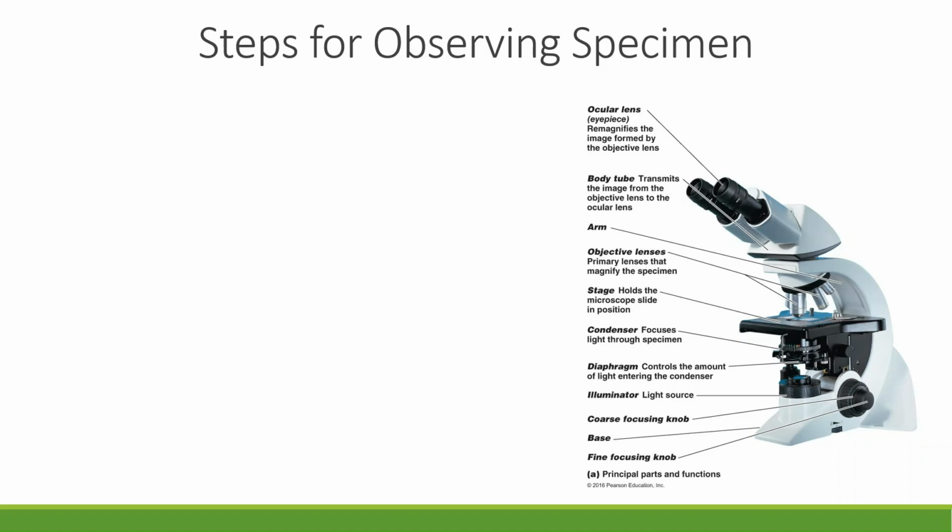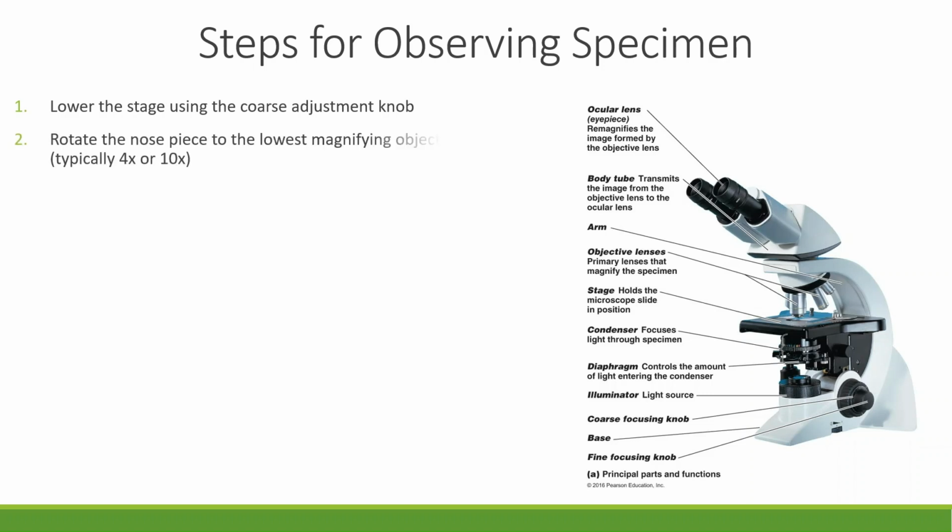So now I'm going to take you through the steps of observing your specimen. The first step here is we want to lower the stage all the way down using the coarse adjustment knob so that we can have a cleared out area of the stage where the objective lenses are not going to get in our way. You also want to rotate the nose piece. This nose piece right here allows you to switch between different magnifying objective lenses. Go ahead and switch it all the way down. Typically, you want to put it to the 4x or maybe the 10x, but usually the 4x, so that you have a nice clear space there.